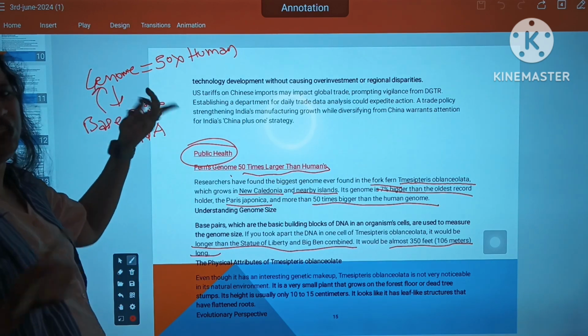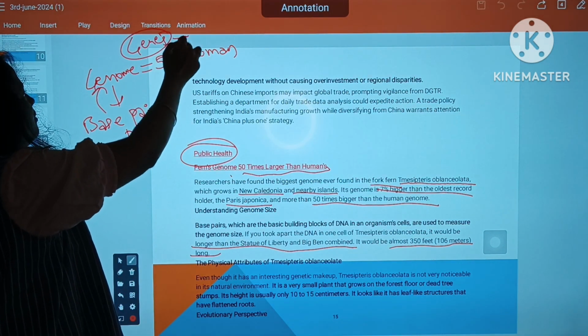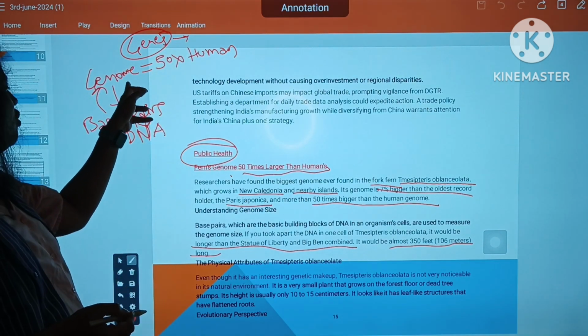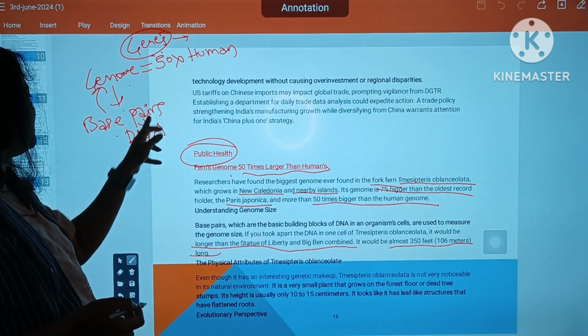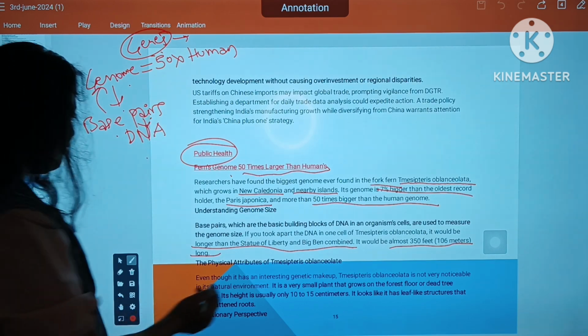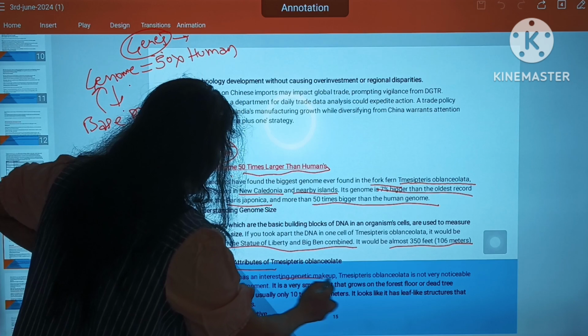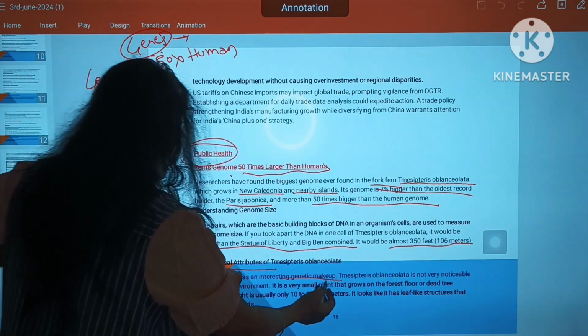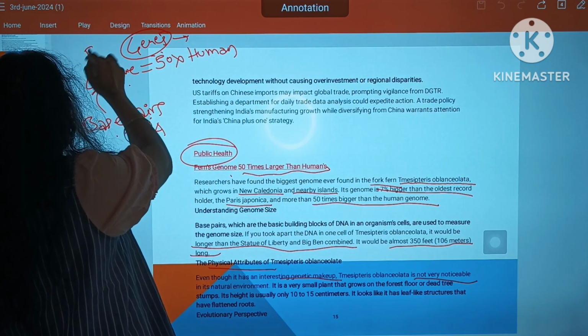Genome means what? Genes. Our genes. We are made up of genes. In the same way, the genome means gene sequence. It is formed with base pair DNAs. The physical attributes of it, its interesting genetic makeup, is not very noticeable. It has this much big genome.